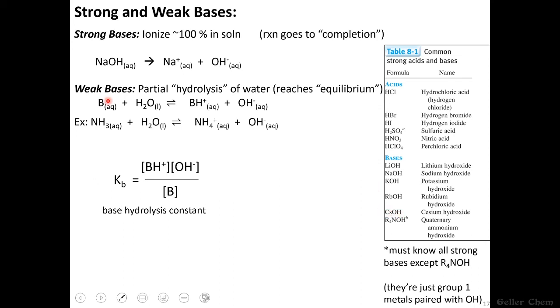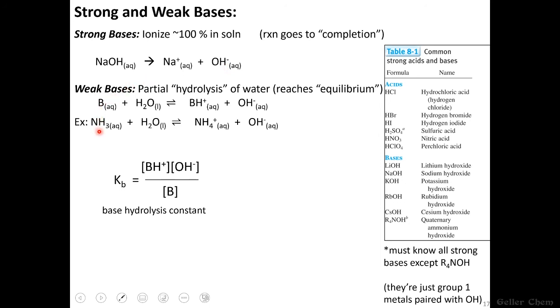A weak base only partially reacts with water. The base will accept a proton from the water, forming BH+, a conjugate acid, and leaving behind hydroxide. But then these two will start to react together to reform our weak base, and so an equilibrium is reached. And that equilibrium has a K value associated with it, and we give it a subscript B for base. One more point worth noting, unlike a strong base, which clearly breaks apart and produces a hydroxide ion, the weak base does not produce a hydroxide ion.